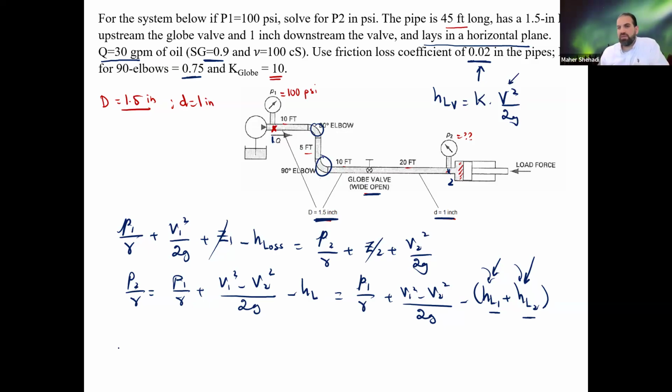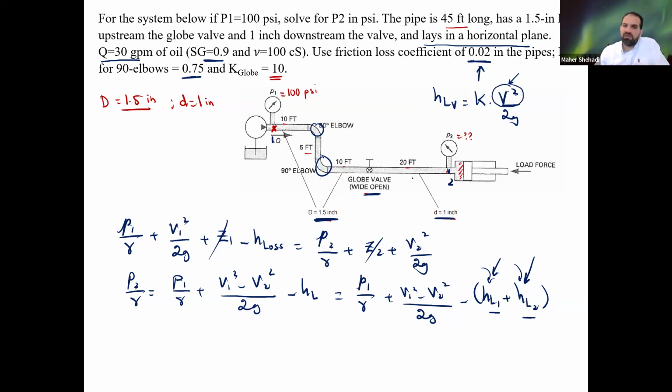Usually, we use the higher velocity because it gives me more losses, and I'm usually trying to find the maximum. If I have a pump, I need to know the maximum head of the pump, or I would assume the maximum loss here in order to find P2. I wouldn't take less than that, and that's why we use the higher velocity.